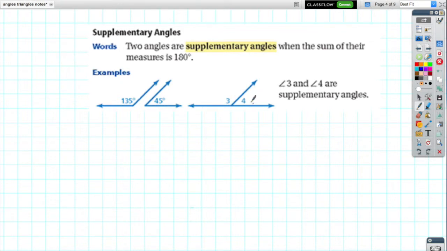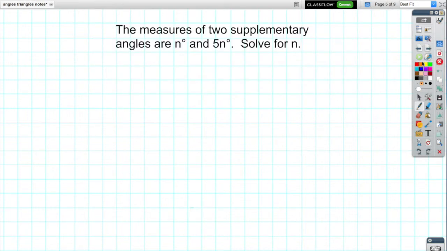Now, just like complementary, have a way to remember this so you don't get the two mixed up. I've had people say that the beginning of writing an S is like starting the 8 in 180. But whatever works for you to help you remember and keep complementary and supplementary separate. All right, so let's try a problem like that with supplementary. The measures of two supplementary angles are n and 5n. Solve for n. In other words, once again, this is their way of saying that n and 5n, when put together, add up to 180 degrees.